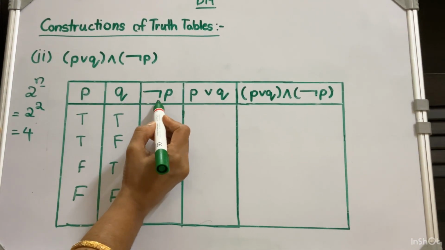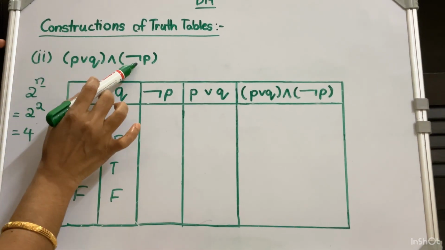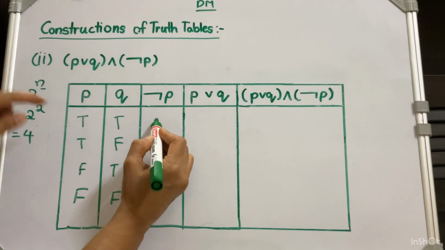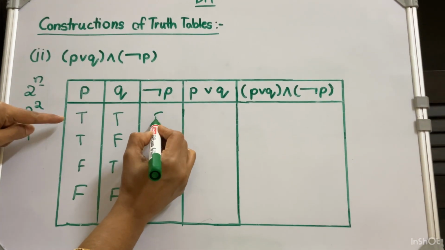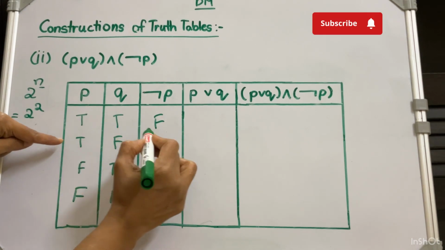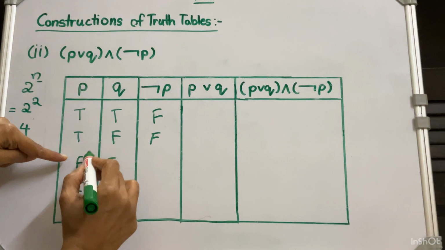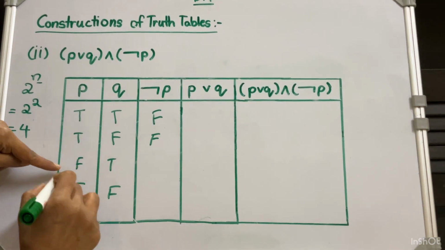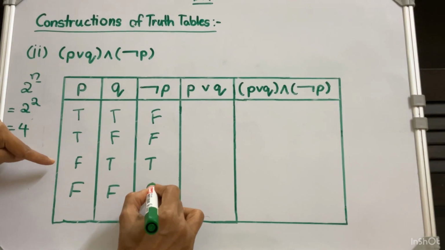Next, negation P. Because in this compound proposition we have negation P, I am taking negation P here. So if P is true, then negation P is false. P is T, negation P is false. If T is there we should write F, if F is there we should write T. T is true, F is false.